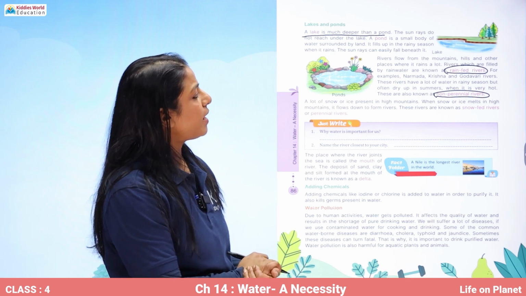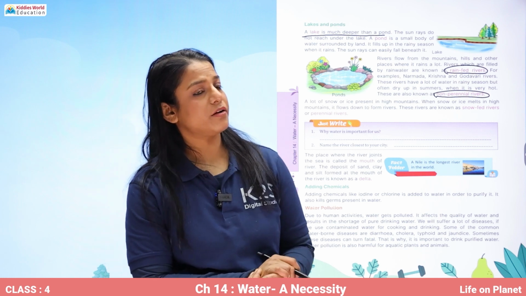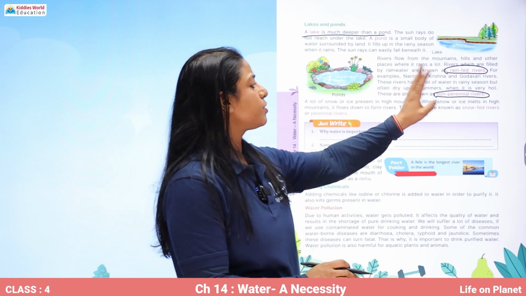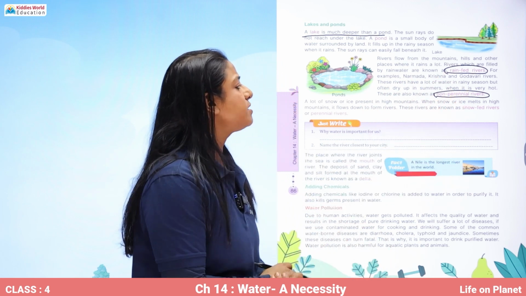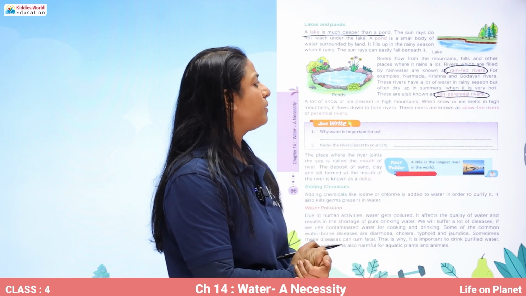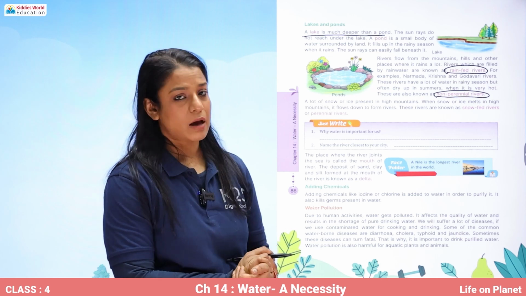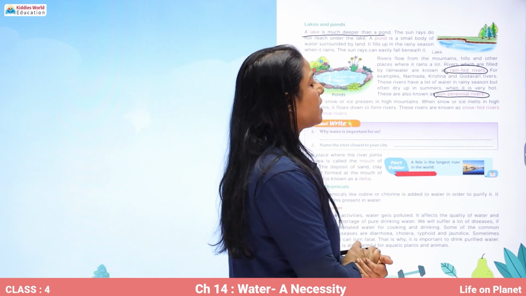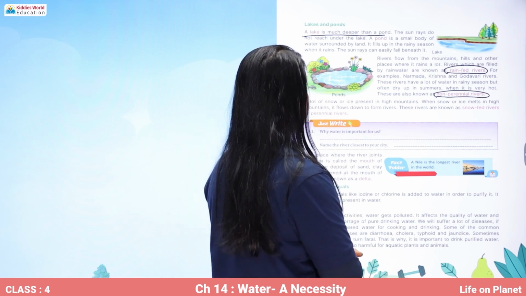Rivers which are filled by rainwater are known as rain-fed rivers. And what are some rain-fed rivers? They are Narmada, Krishna, Godavari. And these rivers have a lot of water in rainy season but often dry up in summers when it is very hot. And these are also known as non-perennial rivers.